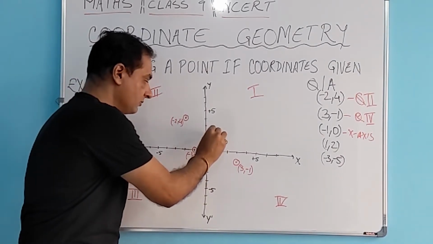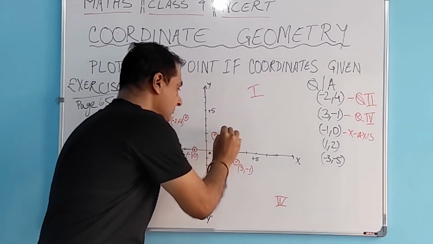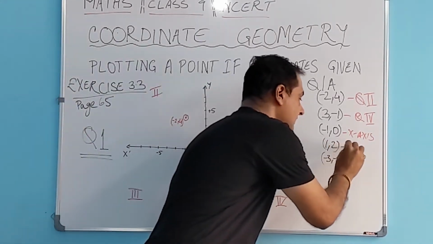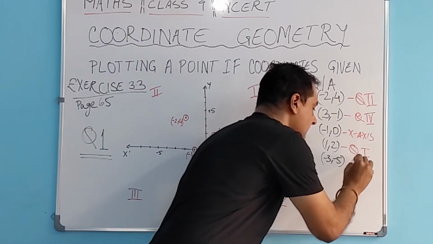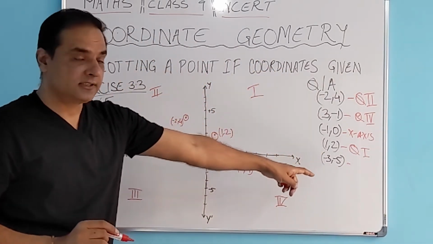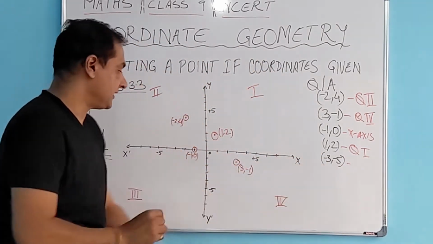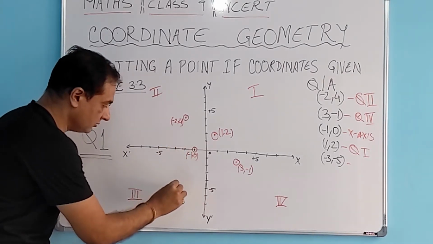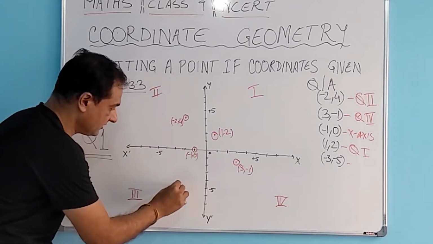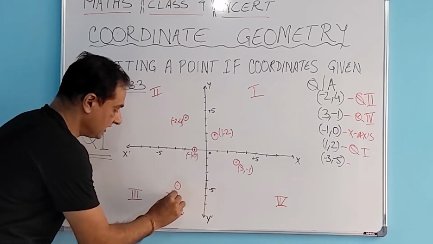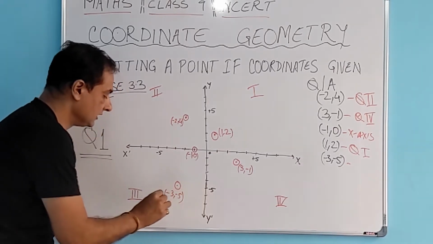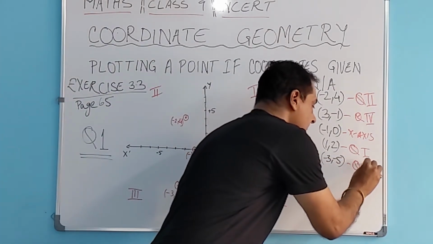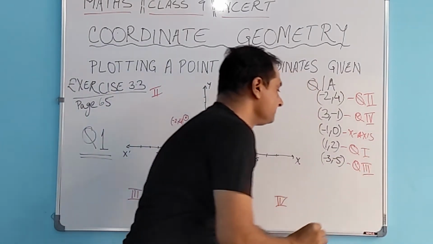1, 2. So this is 1, 2. This lies in quadrant 1. That's the answer, quadrant 1. Let's look at the last point in this question, -3, -5. We go to 1, 2, 3, -3, and then we go down to -5. This is the point, -3, -5. Which quadrant is it? Third. So quadrant third is the answer.